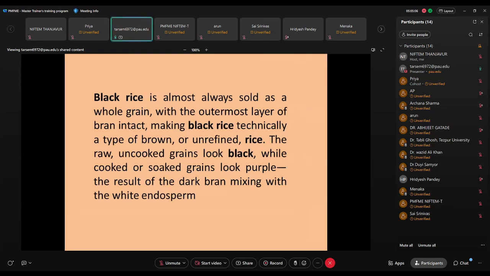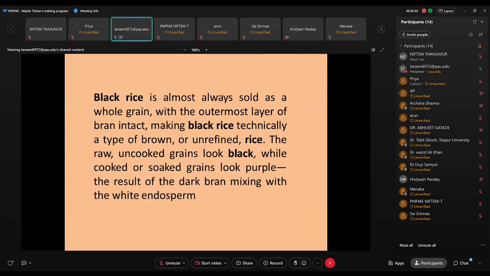These days, even with our normal rice, basmati paddy or normal paddy, people prefer brown rice. It may not be exactly brown rice; maybe some part of the bran is removed to improve its digestibility, but at the same time we want good nutritional value of that product. As compared to white rice, brown rice is much better in terms of nutritional quality. Black rice is mainly brown or unrefined rice.